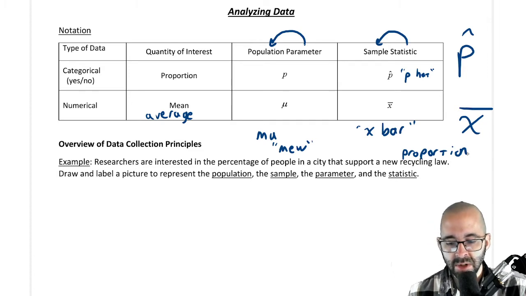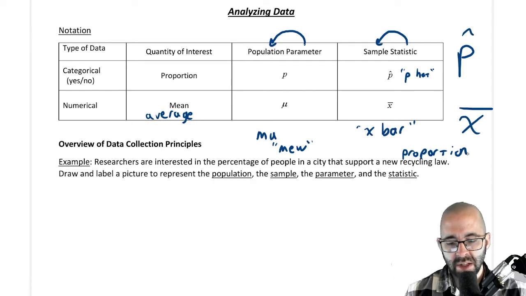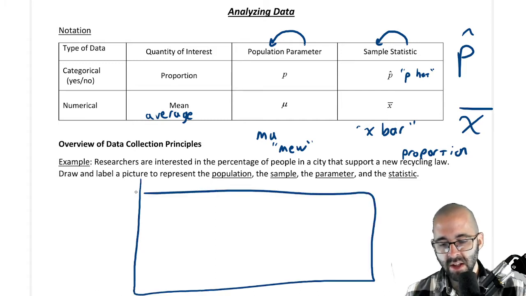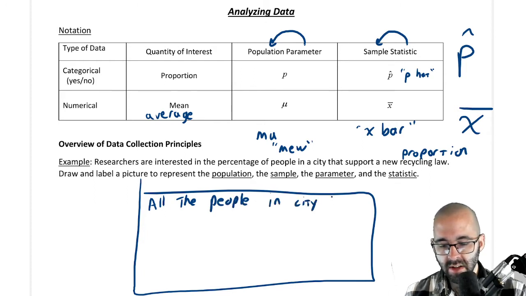It says draw and label a picture to represent, kind of like what we did in the first video: population, sample, parameter, and statistic. So again, the population is everybody. So all the people in the city. All the people in the city, that's going to be our population.